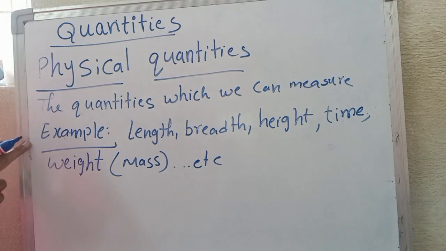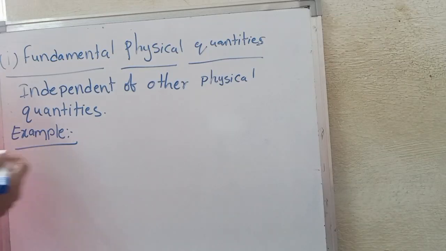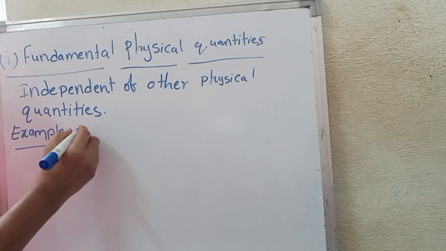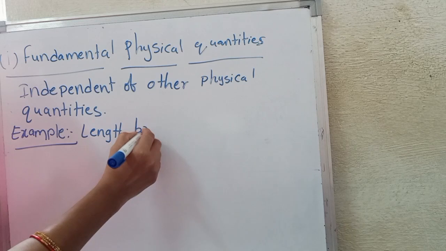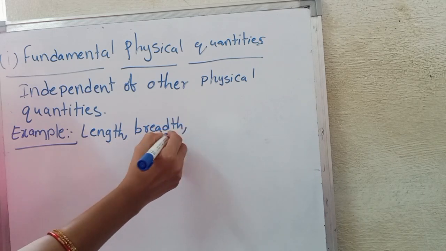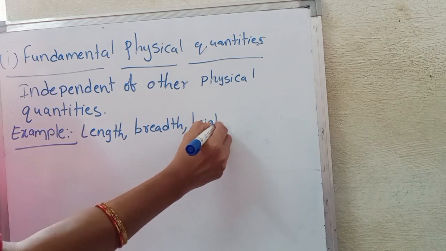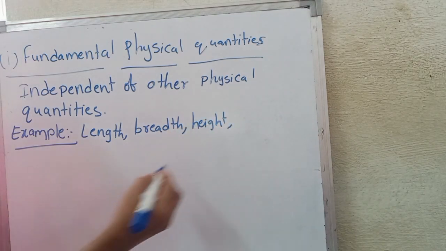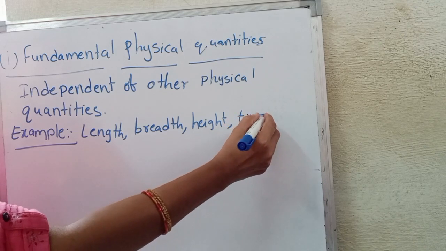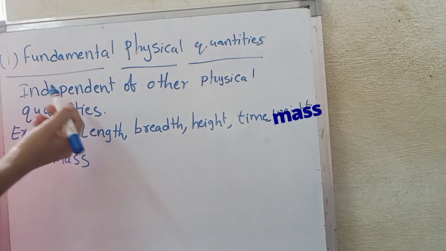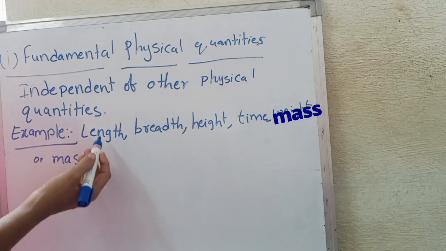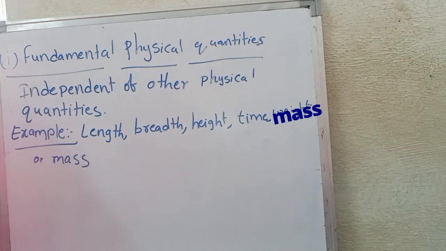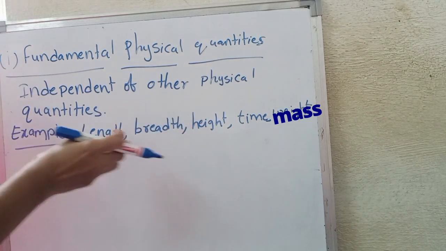Next, in the physical quantities, there are three types. First, independent physical quantities. Examples: length, breadth, height, time. So these are the independent physical quantities. They do not depend upon other quantities to find the length or breadth or height or time, whatever it is.